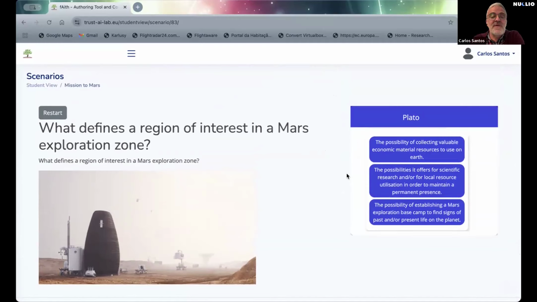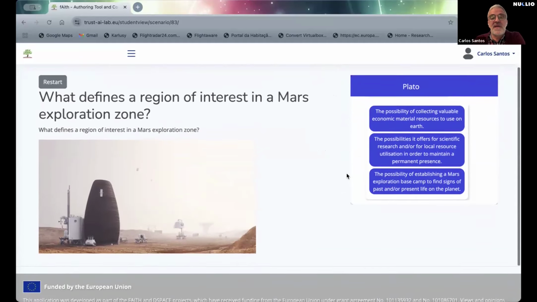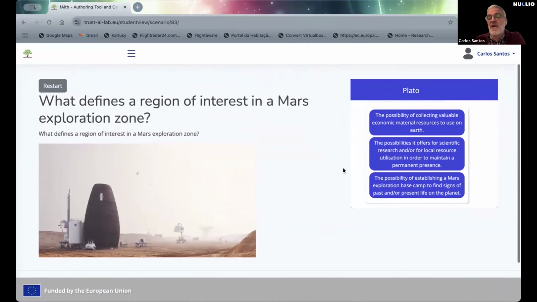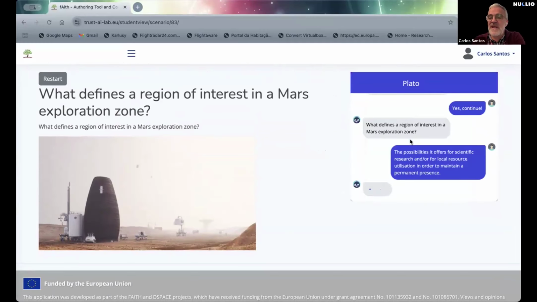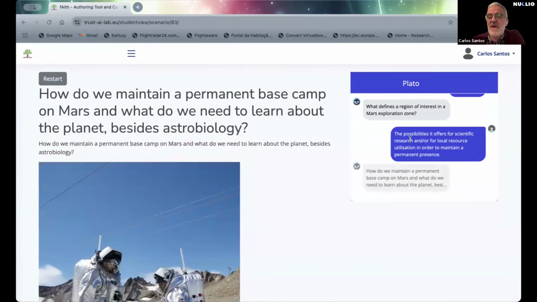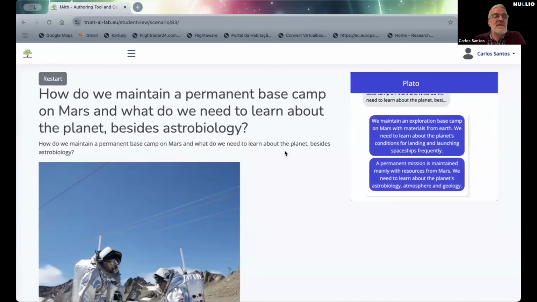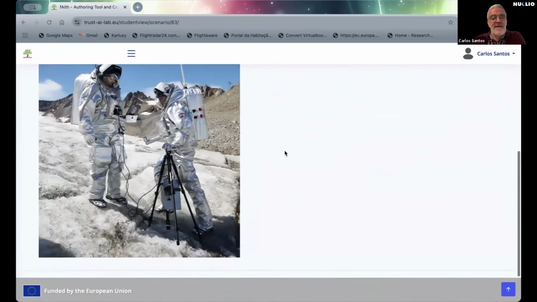To continue, I just have to interact with Plato here, and so this is already a question: what defines a region of interest in Mars, in a Mars exploration zone? And you have the possibilities here provided by Plato. I'm going to just select one at random, and it will go on.